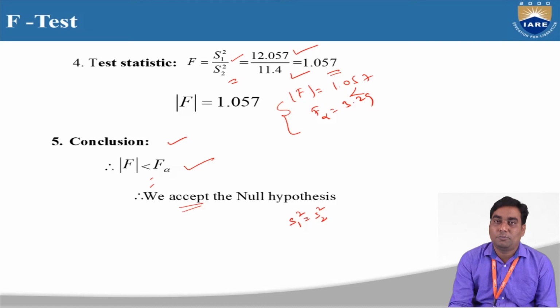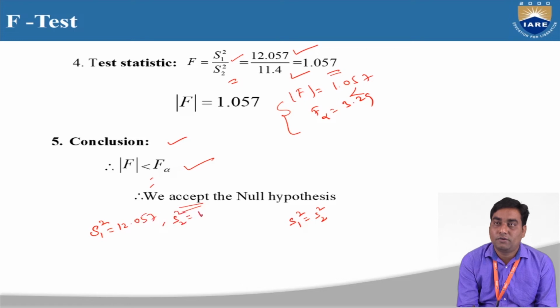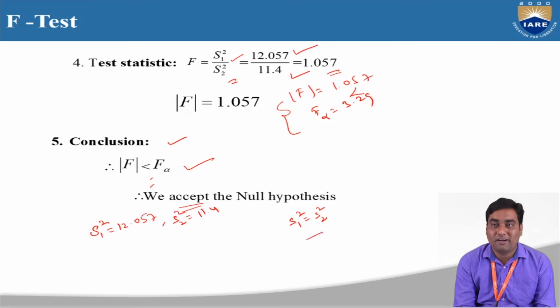So this is the problem in F-test. But here we are going to discuss a small concept. Actually, what we got is S1 square 12.057 and S2 square 11.4. But both are not the same, right? Both are not the same. S1 square is not equal to S2 square. But what I have proved is S1 square equal to S2 square. That means in our procedure there is an error.